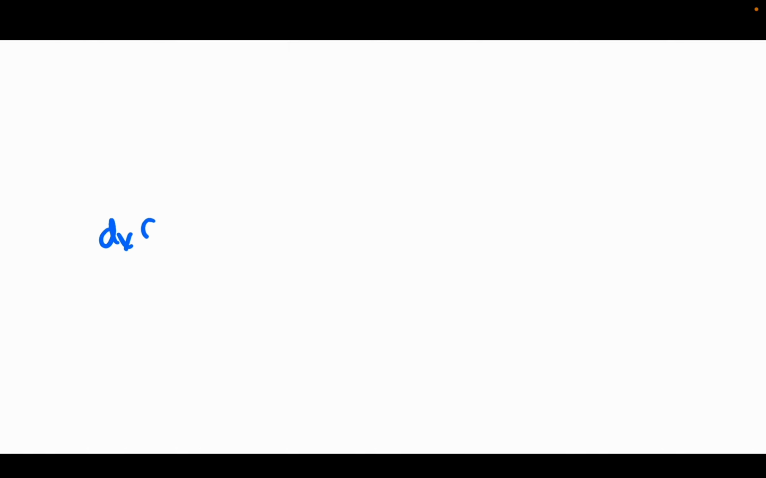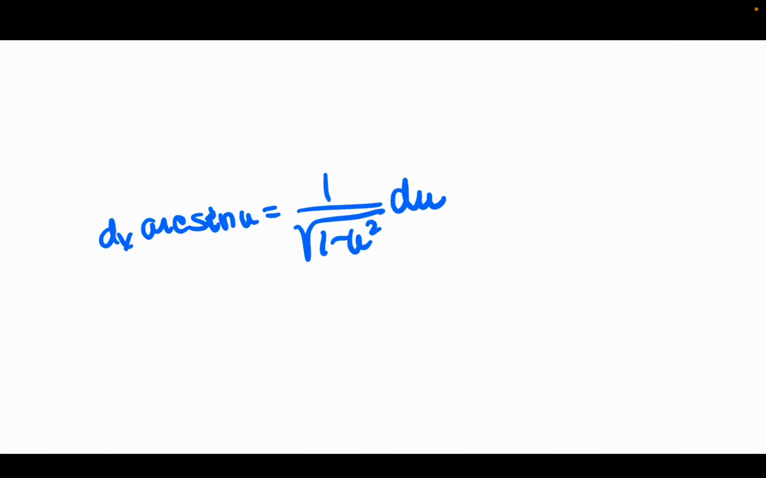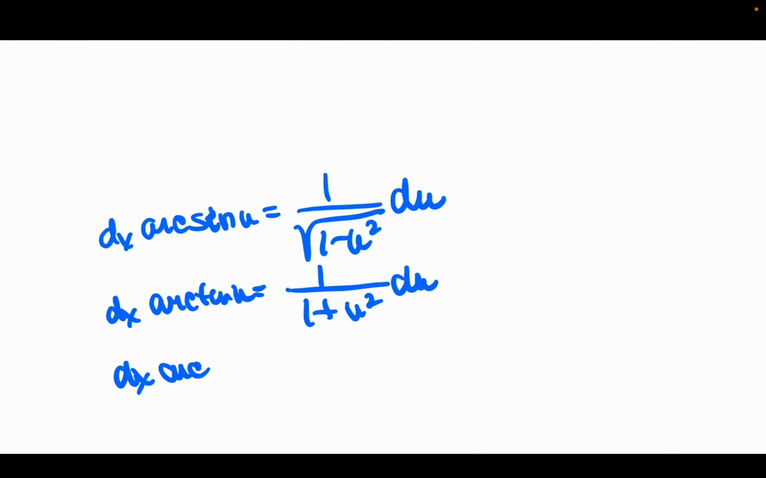The derivative of arc sine of u is 1 over the square root of 1 minus u squared du. The derivative of arc tangent u is the nice little one, 1 over 1 plus u squared du. And then the derivative of arc secant is the one that's longer. It's 1 over u times the square root of u squared minus a squared du. Had you memorize them a while back.